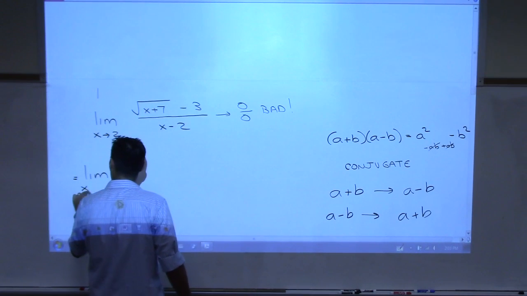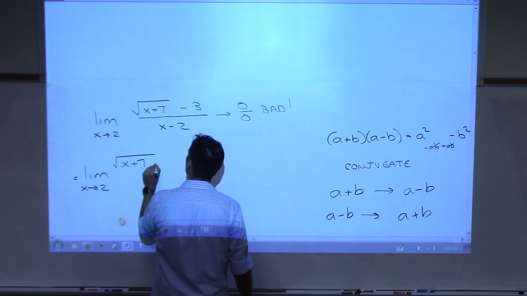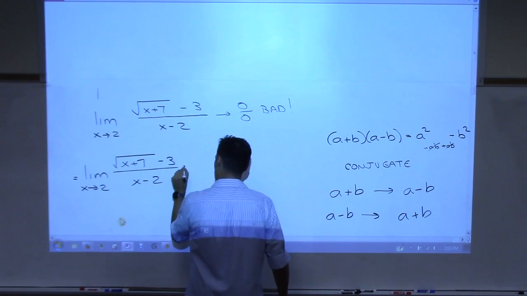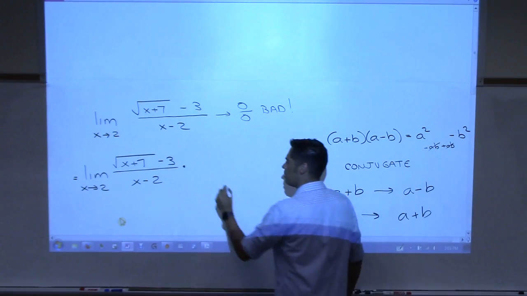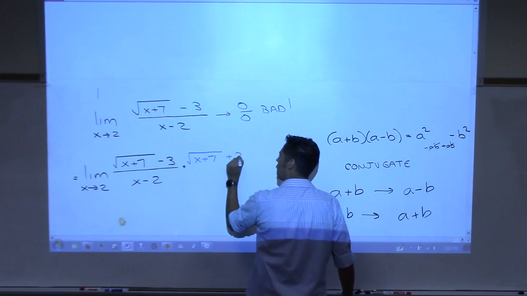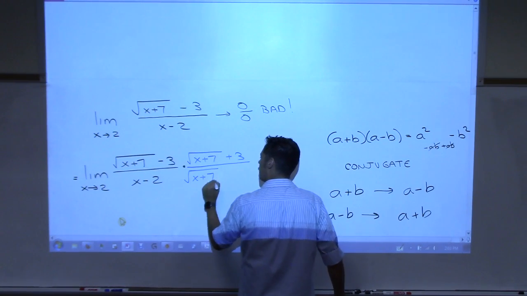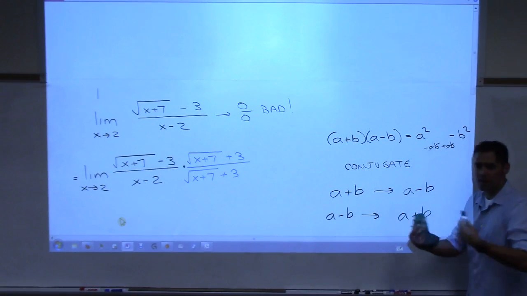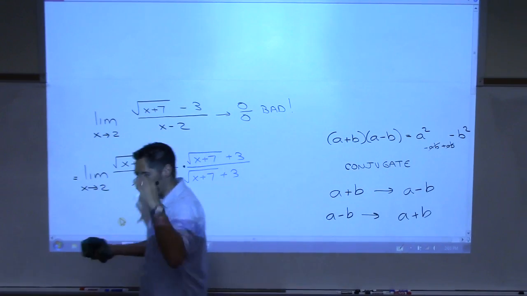Limit, root x plus 7 minus 3 over x minus 2 times, here comes the conjugate. I'm going to have the conjugate in a different color. It's so special, it gets its own color. Root x plus 7 plus 3. Same thing on the bottom, root x plus 7 plus 3. There's your conjugate. We have introduced that ourselves. Why did we introduce it? Because we saw radicals, and when we see radicals, we start thinking conjugate.